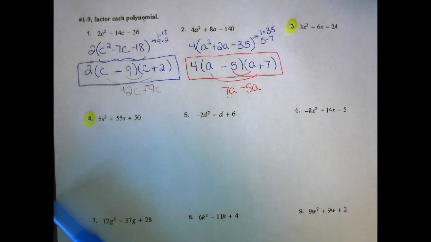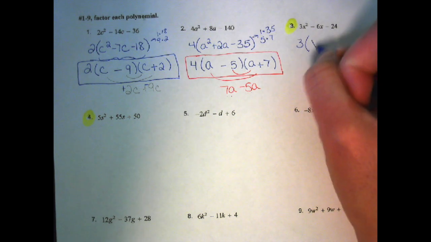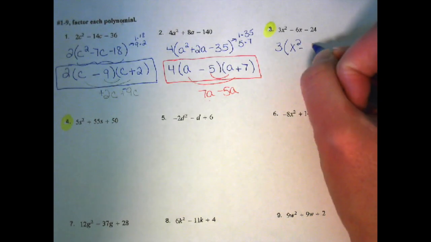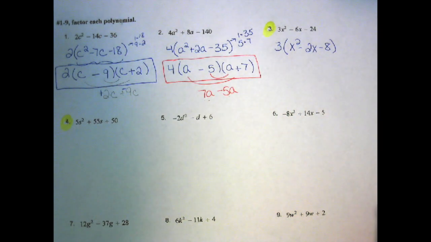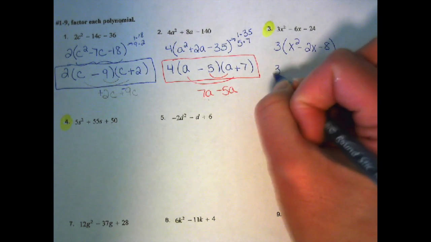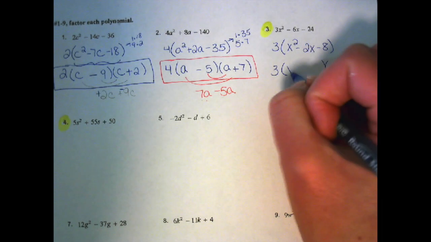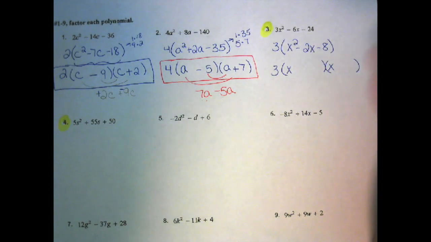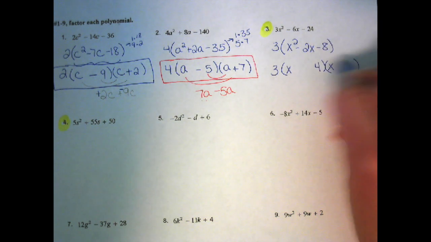All right, hopefully you tried it. So let me just quickly go through it. I'm going to pull the 3 out. So I'm just dividing everybody by 3. And so there's my trinomial. And then I copy the 3 down and I do my 2 binomials. And I'm going to go with x times x. And now with 8, I don't think I'm going to use 1 and 8, but how about 4 times 2?